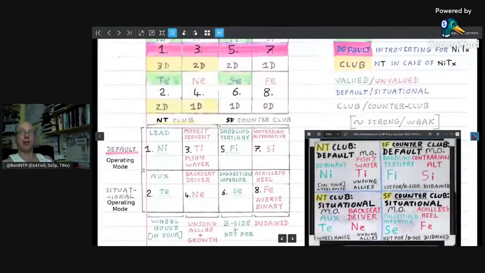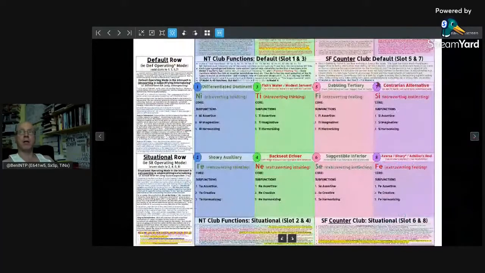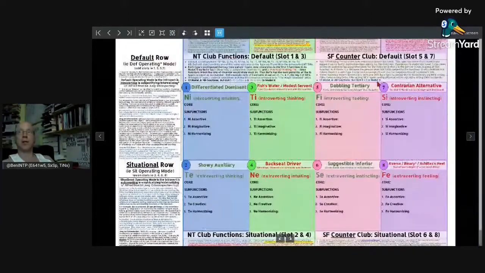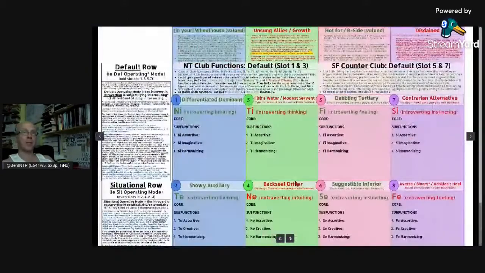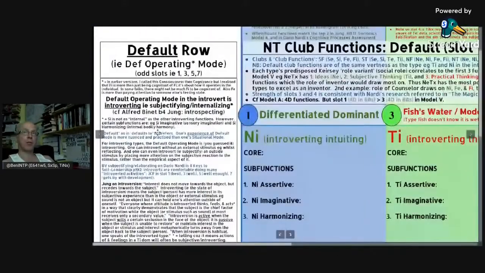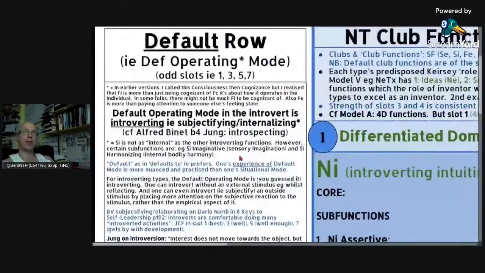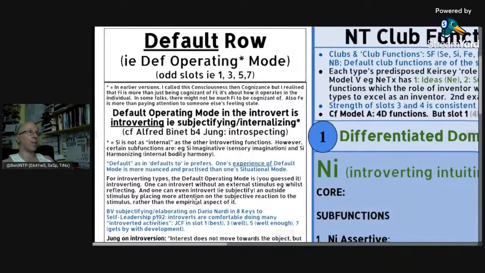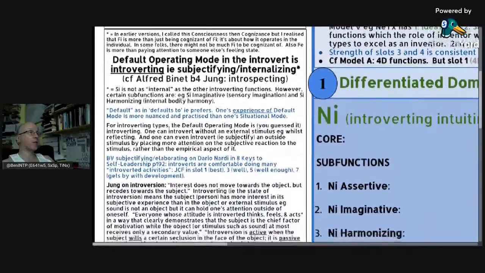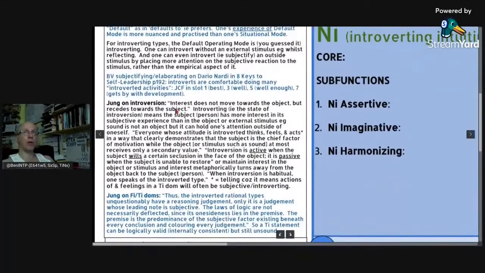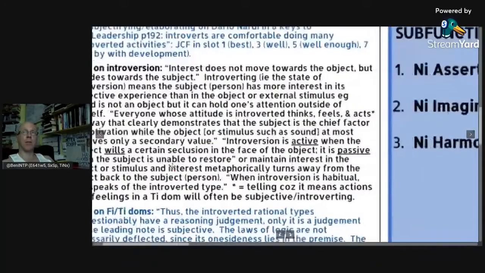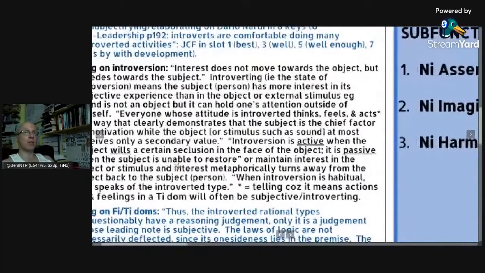And the next graphic should be saying something about the doubling tertiary. So instead of going through this again, I'll go there, because it's a default function. And so you can see there what that means in terms of what default means and what Jung meant by introverting, that basically subjectivity.